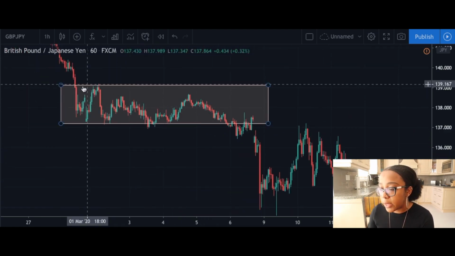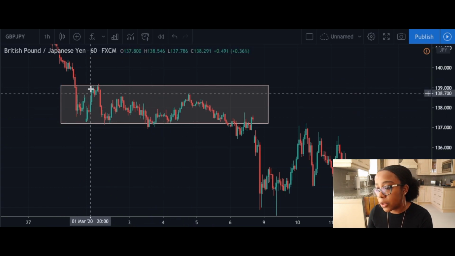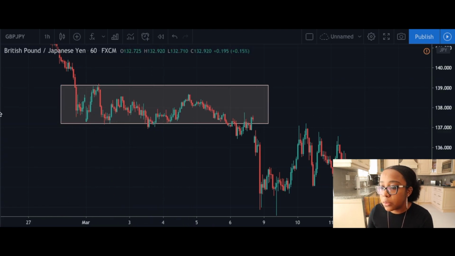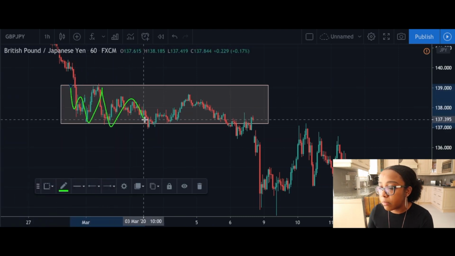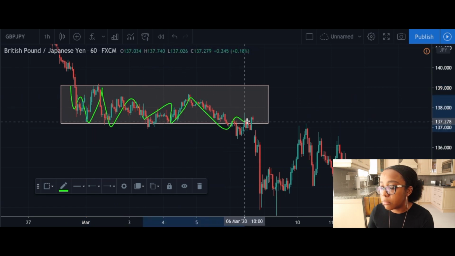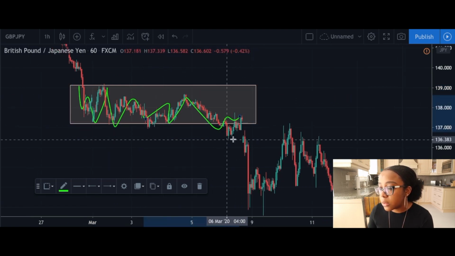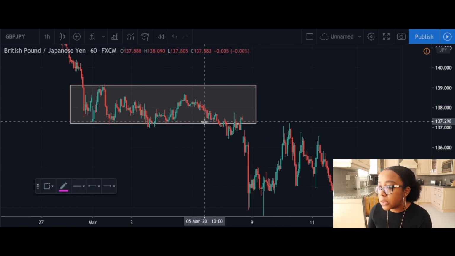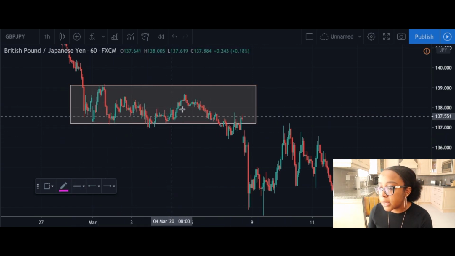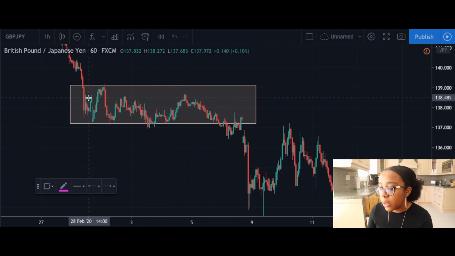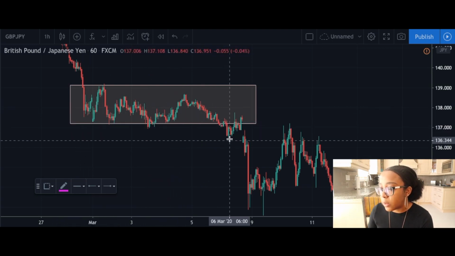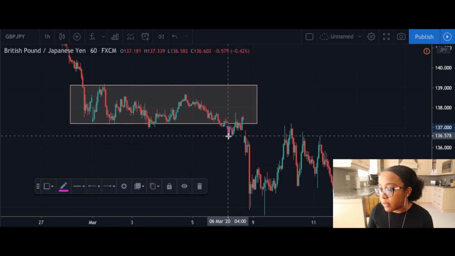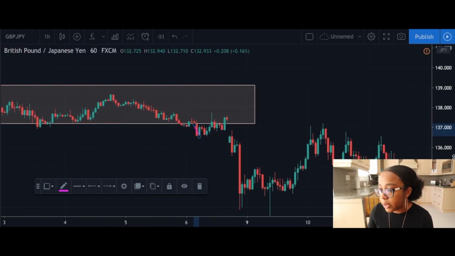So yes, this is the 1 hour, and we're looking at just this consolidation area. Price really didn't know what it wanted to do. Buyers and sellers were just kind of bouncing back and forth, doing whatever, until we see this happen. So as you can see, as price is kind of continuing to consolidate over a couple of days, then you see this breakout to the downside. You see this breakout of this consolidation area.